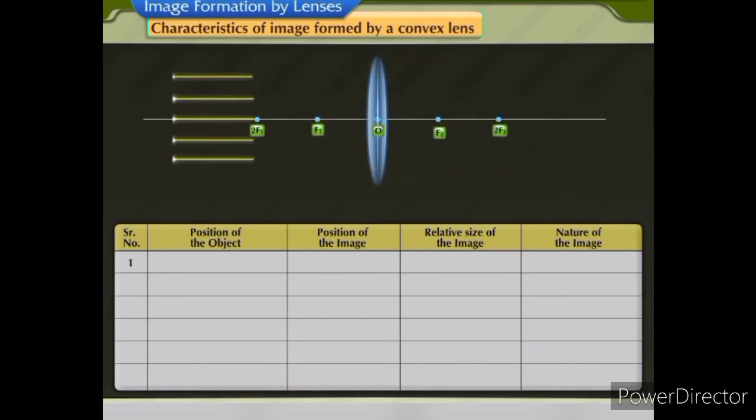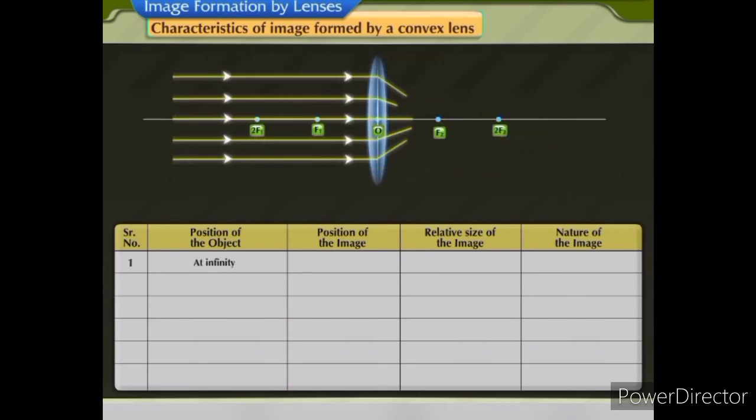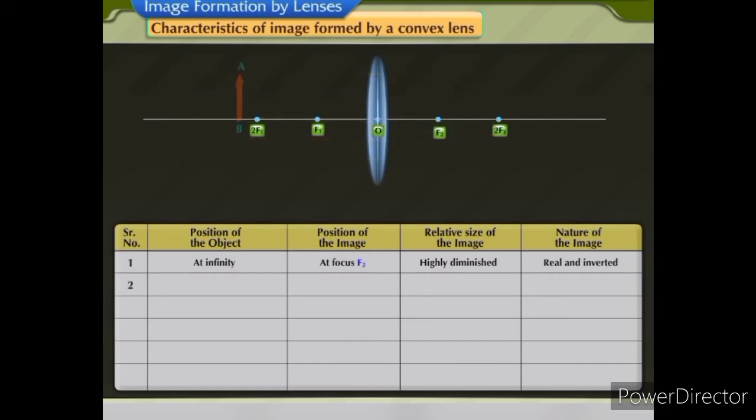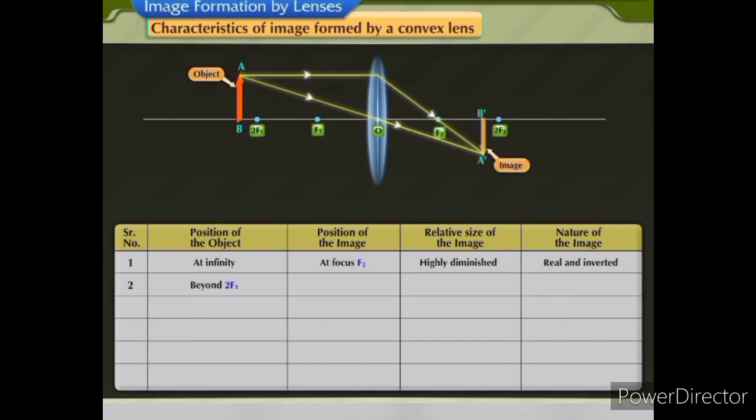When the position of the object is at infinity, the image is formed at focus F2. The image is highly diminished or point-sized, and the nature of the image is real and inverted. When the object is placed beyond 2F1, the image is formed between F2 and 2F2. The image is diminished and the nature of the image is real and inverted.